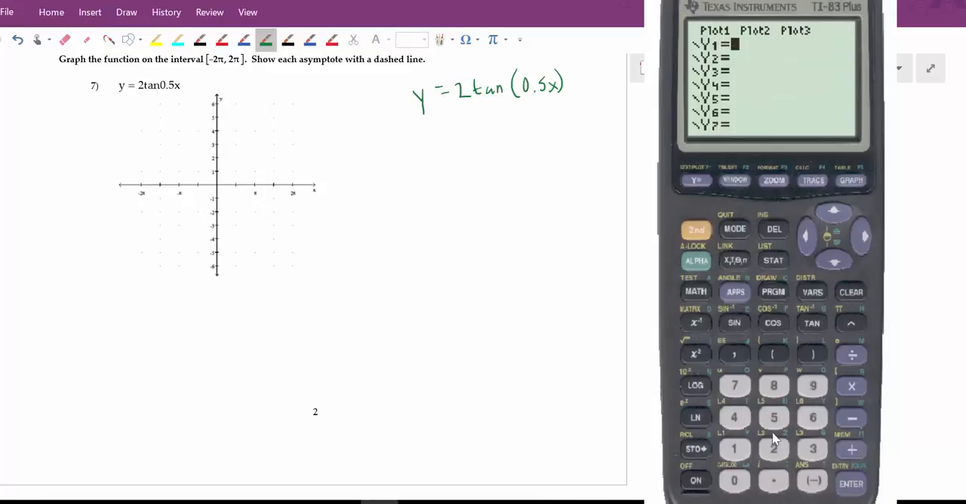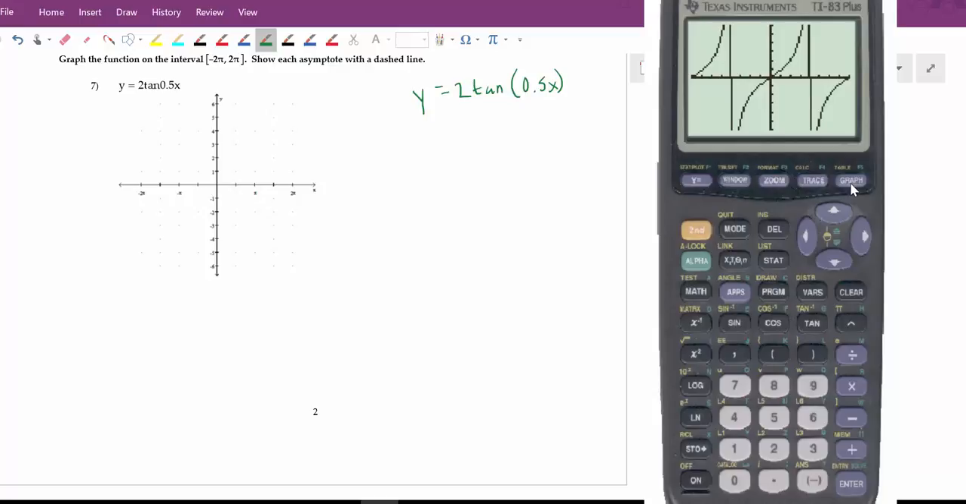So I'm going to clear this off, and I'm going to put in 2 tangent of 0.5x, like that. Let's see, the window needs to be adjusted from -2 pi to 2 pi, and then by a scale of pi over 2. Our tangents are usually better to do by pi over 4. And then let's go -6 to 6 like we have there. Then we can sketch out the graph. Now this one's got a period change on it, so what you would kind of have is this.